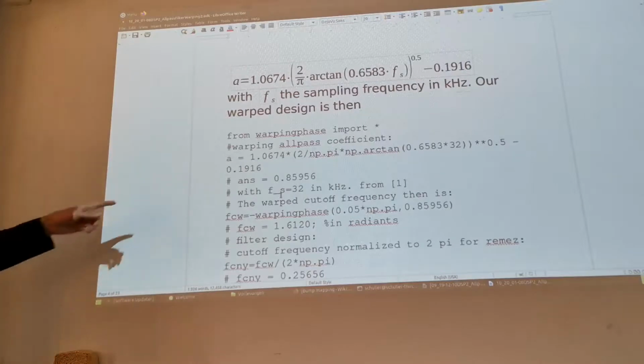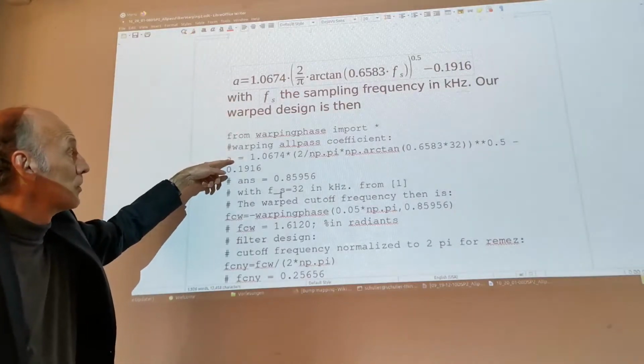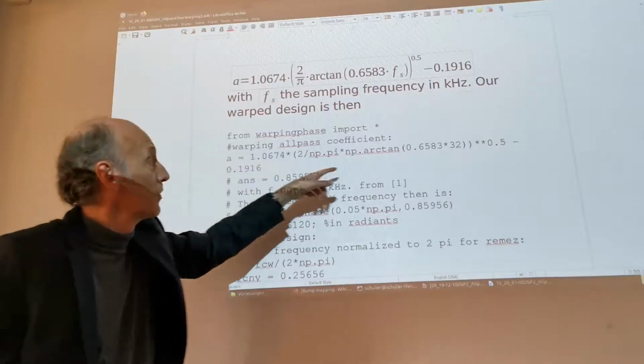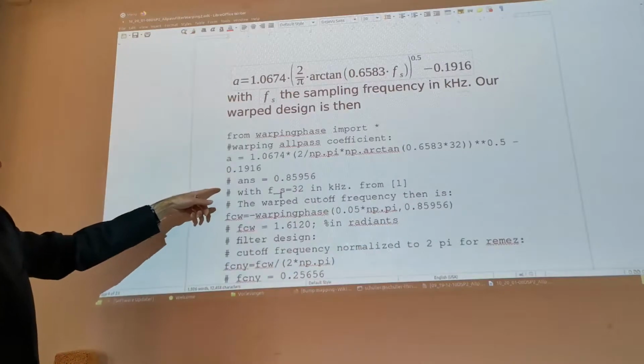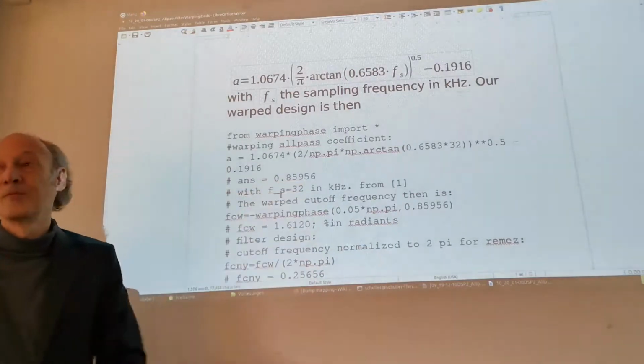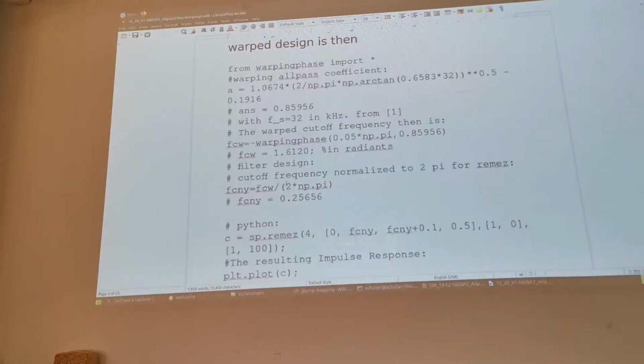So here you can see it. I'm just typing in this formula here and then executing it for our FS of 32 kilohertz. You can see it, 32 kilohertz is our assumption. And the answer is then 0.85. Well, it's actually close to 0.5, but it's not so far away from 0.5. And it also depends on the FS here.